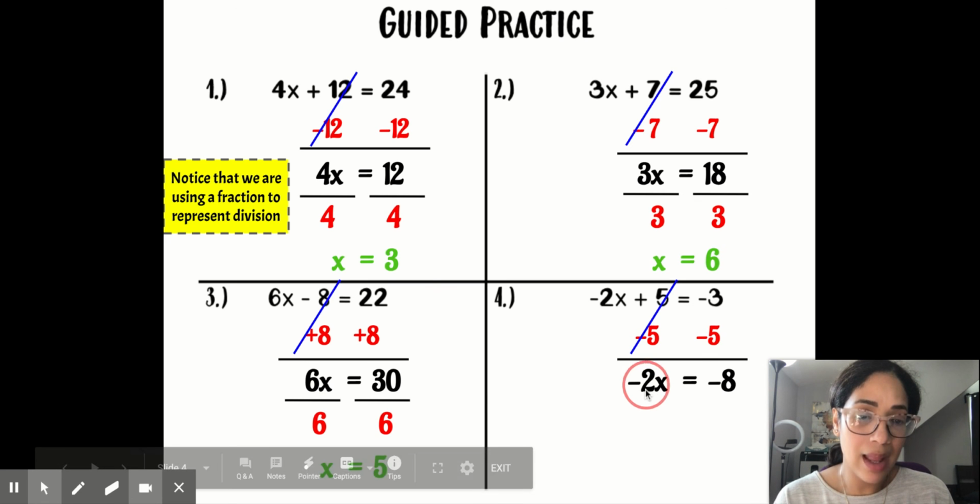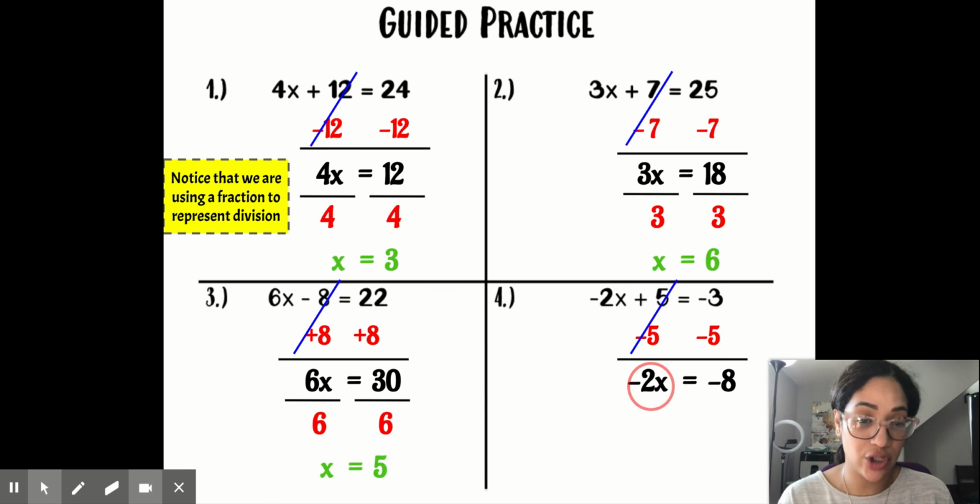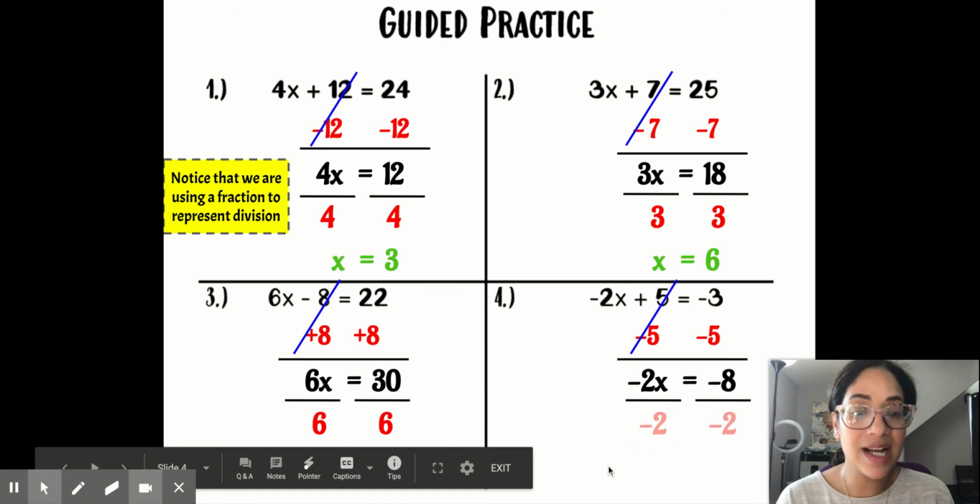So this is the coefficient that's next to x. I have -2 here. This represents multiplication still. Just because it's a negative number, it doesn't change the step that we're going to do. This is still multiplication. And I'm going to do the opposite of multiplying. I'm going to do division. I'm going to divide both sides by -2. -2 divided by -2 is 1, so I can bring down my x. Now here I have a negative number divided by a negative number. A negative divided by a negative is going to give me a positive, and that's my final answer.